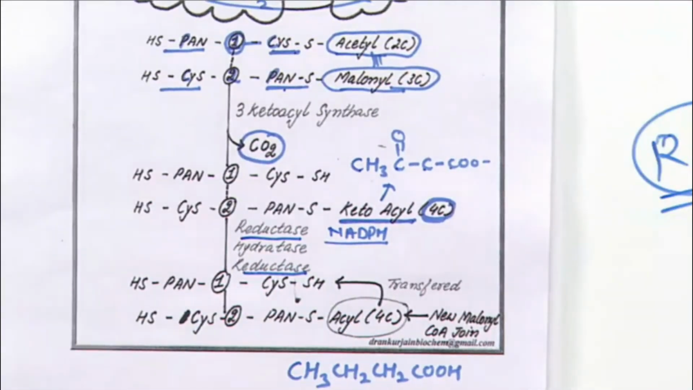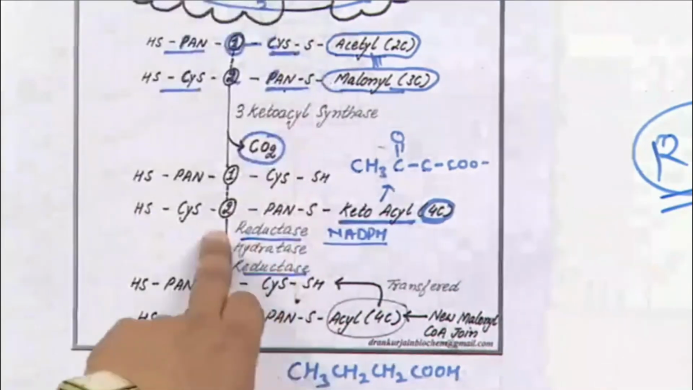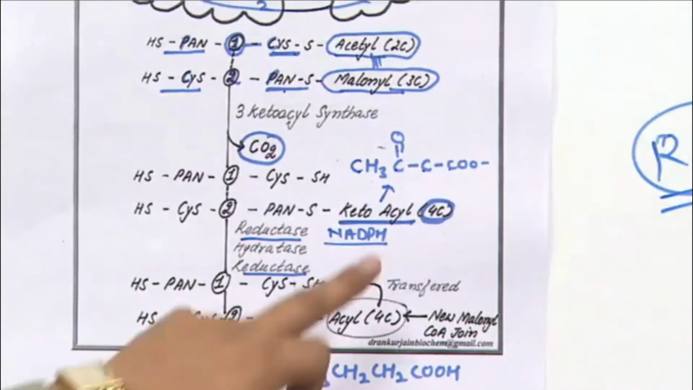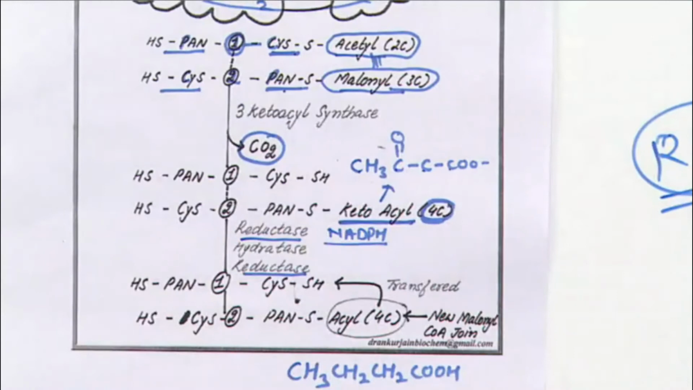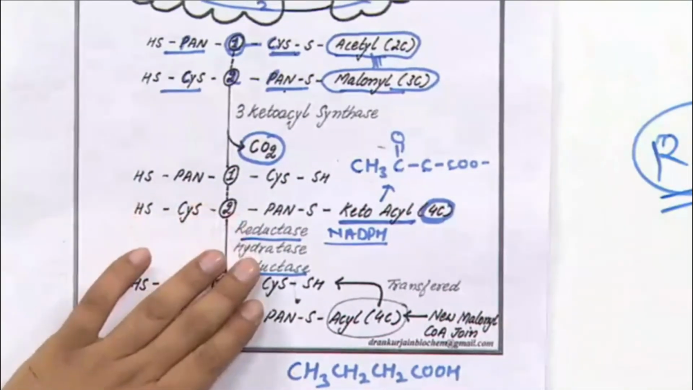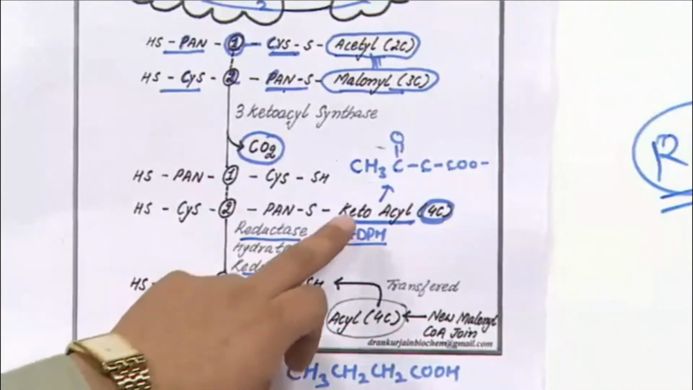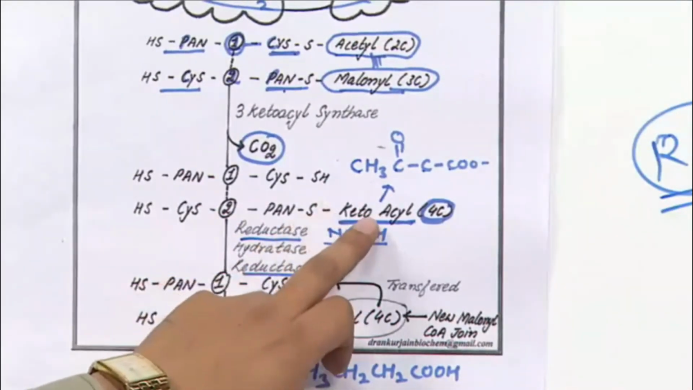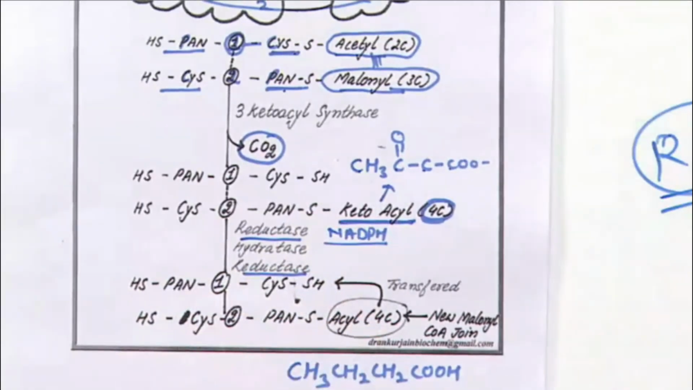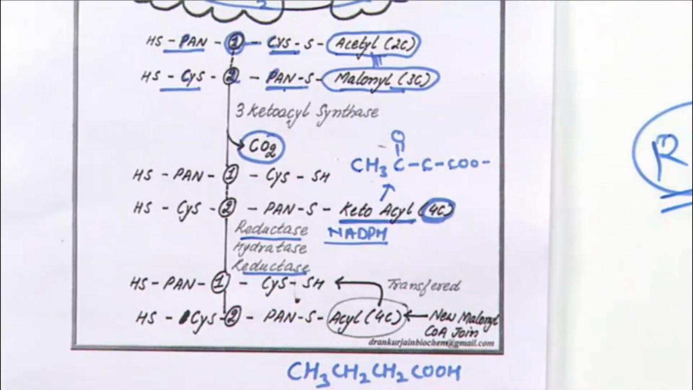I initially told you in the HMP shunt that NADPH is required for fatty acid synthesis, for cholesterol synthesis, for steroid hormone synthesis, and for conversion of oxidized glutathione to reduced glutathione. So NADPH is used in fatty acid synthesis by which enzyme? Ketoacyl reductase. Clear? By these reactions and enzymes, the 4 carbon ketoacyl compound is converted to a 4 carbon fatty acid. So this is 4 carbon fatty acid synthesis.